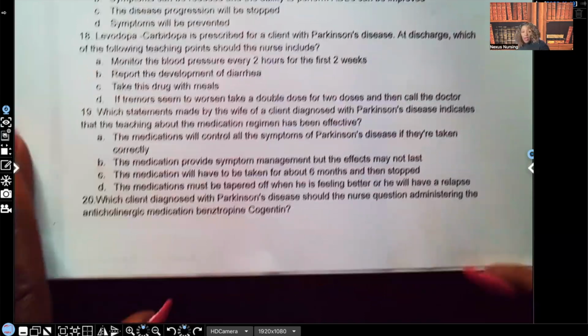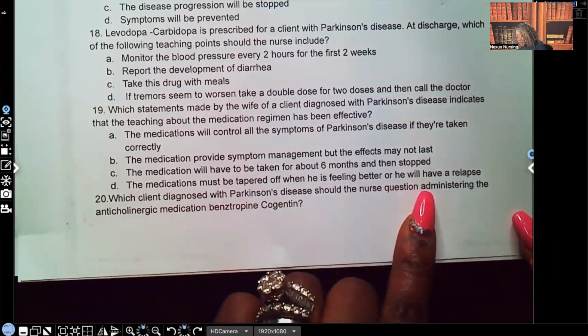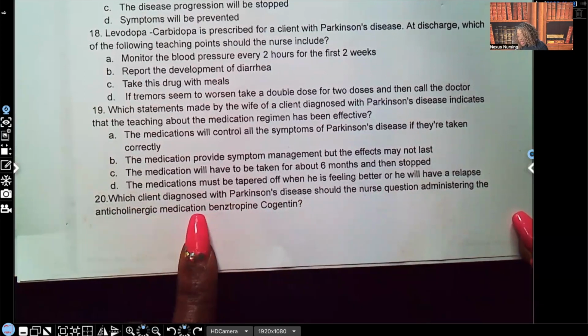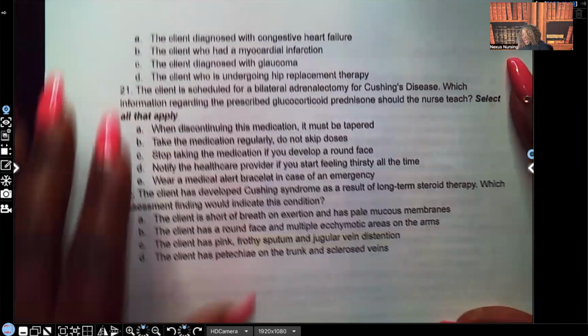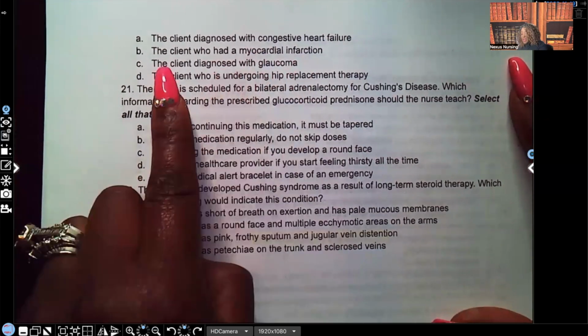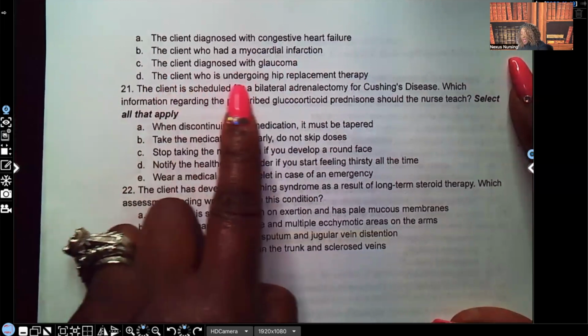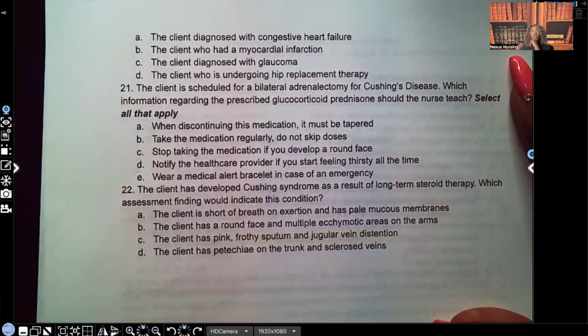Okay. Number 20, which client diagnosed with Parkinson's disease should the nurse question administering the anticholinergic medication benztropine, Cogentin? A, the client diagnosed with CHF. B, the client diagnosed with an MI. C, the client diagnosed with glaucoma. Or D, the client undergoing hip replacement therapy. And we're talking about Cogentin, which is an anticholinergic. So which one would be a contraindication?